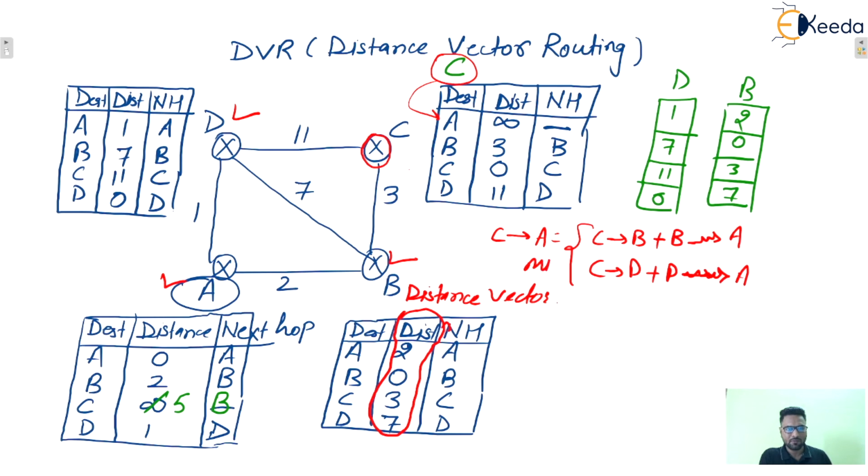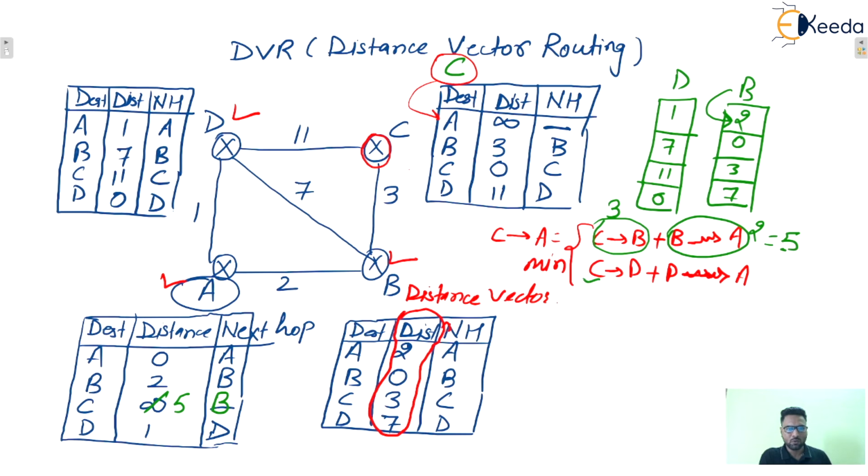We will take the minimum of these. So C to B distance is what? Yes, that is the direct edge, so 3. And B to A, that will be from the distance vector of B, that is 2. So it is going to be 5, isn't it?